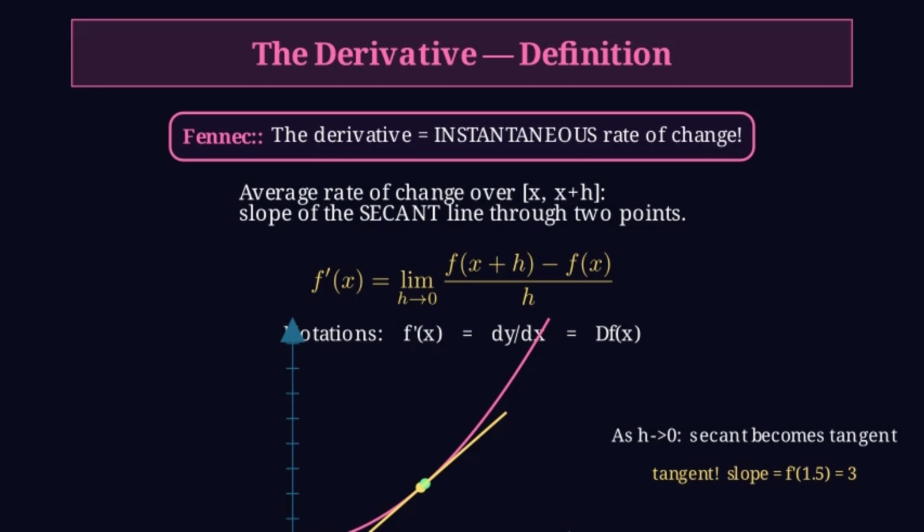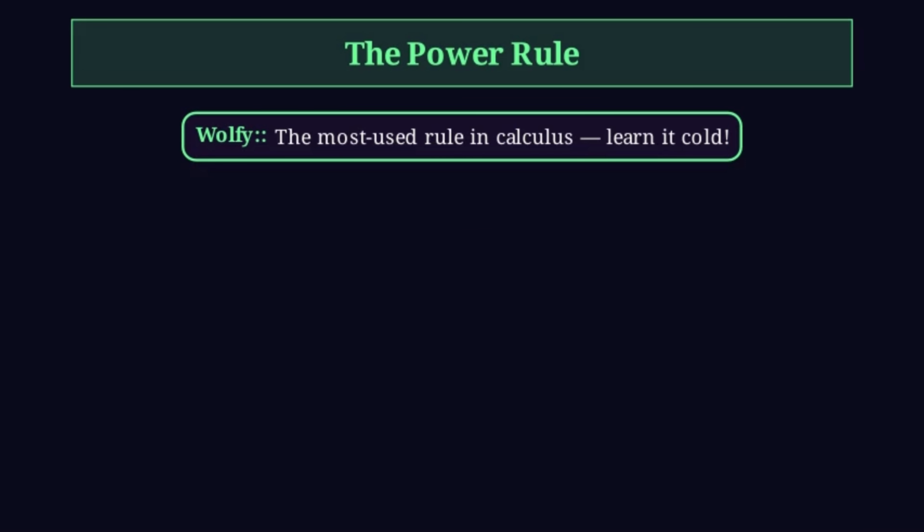Constants don't change. The chain rule handles composite functions, functions inside functions. The formula, the derivative of f of g of x equals f prime of g of x times g prime of x. Differentiate the outside, leave the inside alone, then multiply by the derivative of the inside.